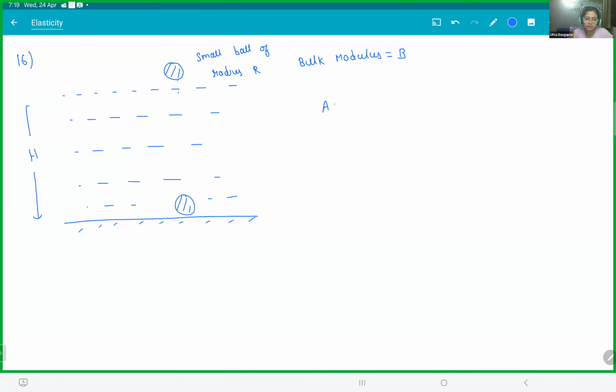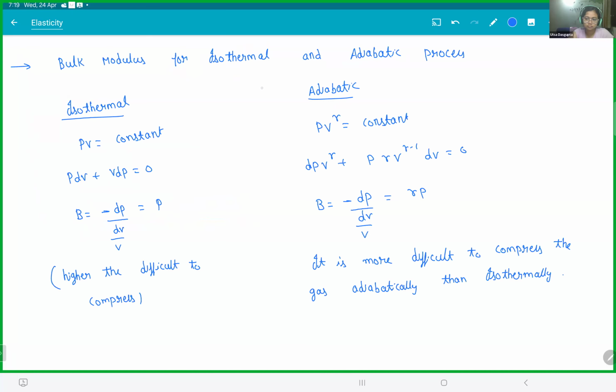So could you go to the previous page? What am I defining as a modulus? What is bulk modulus meaning? It tells you how difficult it is to compress a system. That system is the gas itself. Does a solid have isothermal and adiabatic process? No. So for gases, the modulus depends on the process. Happy?